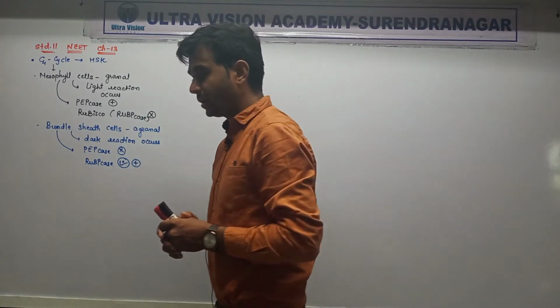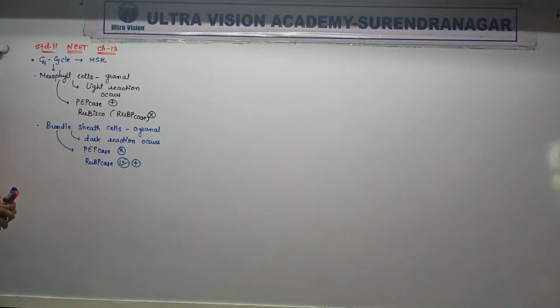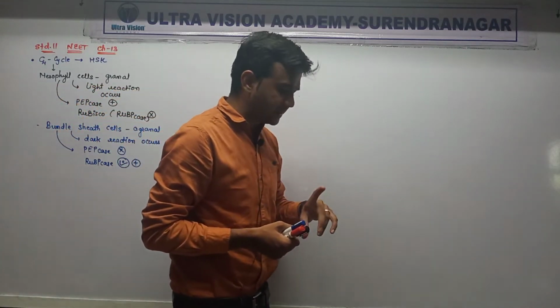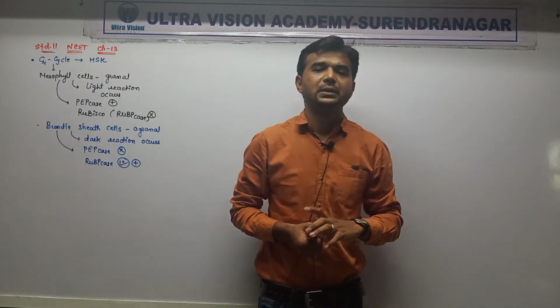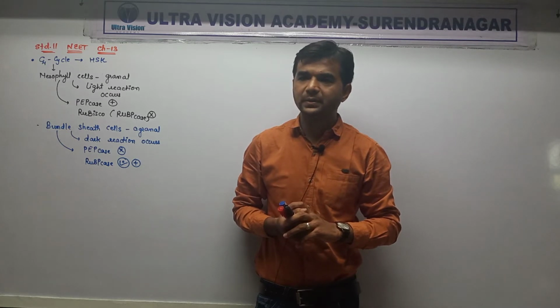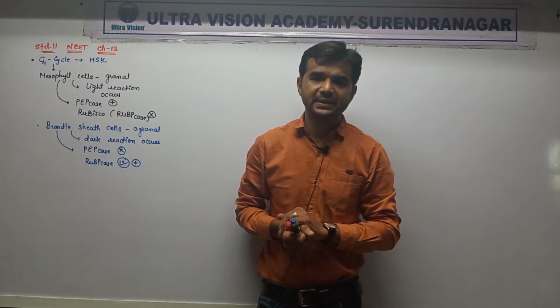Here, due to Kranz anatomy, there is no chance of photorespiration. Double carboxylation occurs. As a result, productivity is higher in the C4 cycle. As you know, for the formation of one molecule of glucose, 6 turns of the C4 cycle are required. So we require 18 NADPH2 and 30 ATPs.